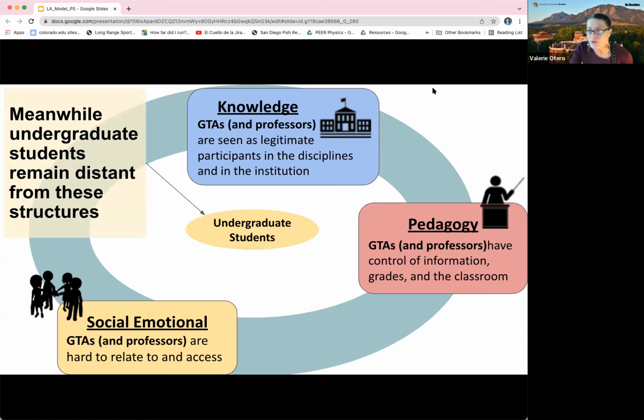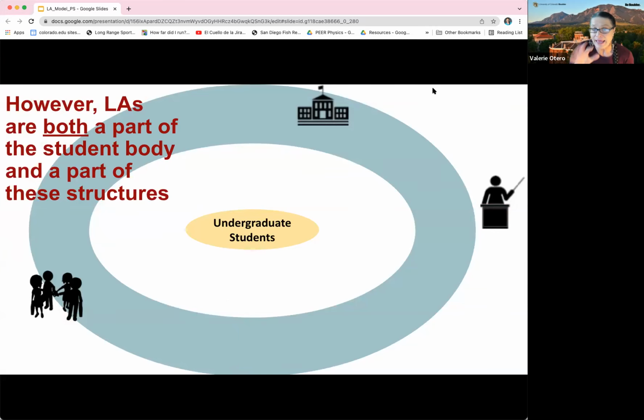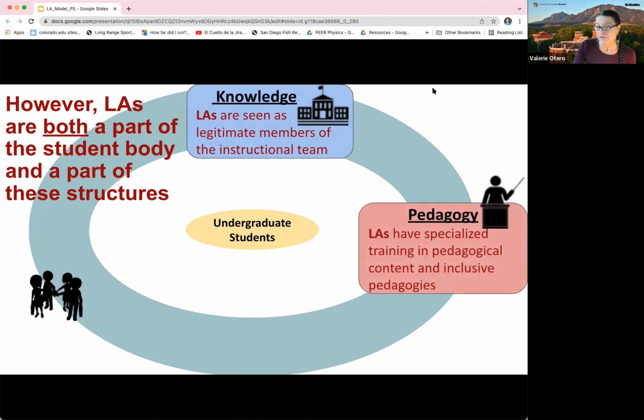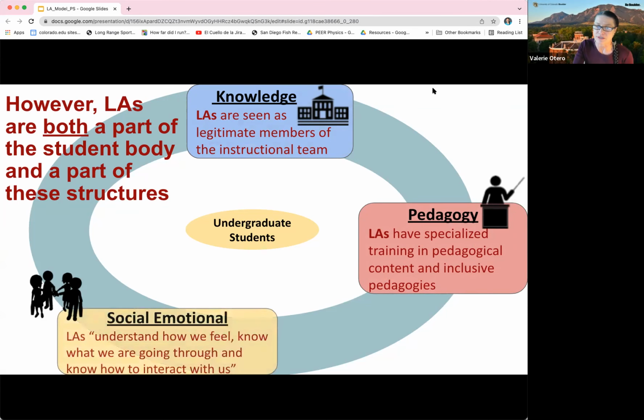And yet the undergraduate students remain somewhat distant from these structures. And yet the LAs are both a part of the student body and a part of these structures. In knowledge, LAs are seen as legitimate members of the instructional team because they are. They're seen as having specialized training in pedagogical content and inclusive pedagogies. They understand how we feel. They know what we're going through. They know how to interact with us.